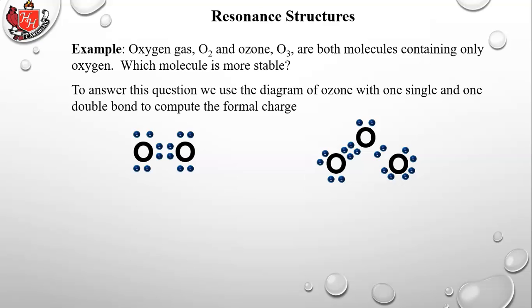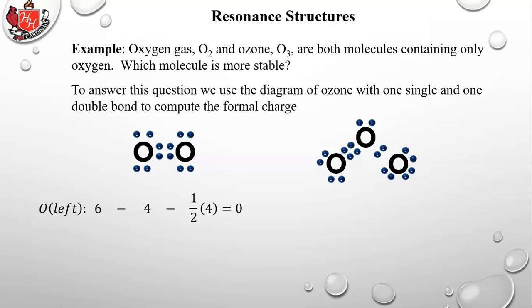So, to answer this question, we use the diagram of ozone with one single and one double bond to compute the formal charge. In other words, if you show two 1.5 bonds, it's going to show everything as being balanced. So you want to show it the way that we showed it originally, with a double bond on one side and a single bond on the other for the ozone, for the O3.